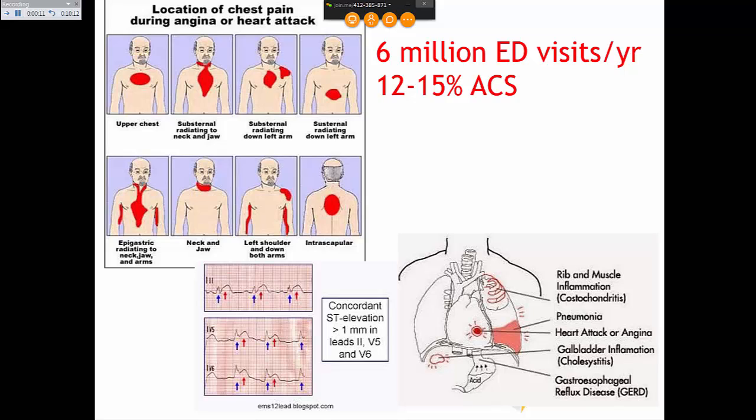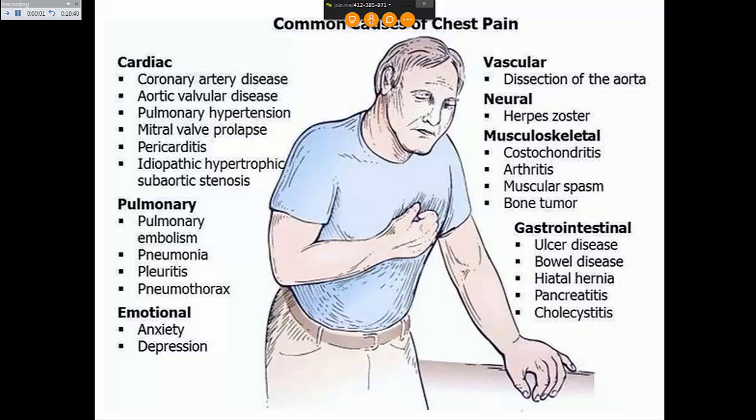And then, the image that you see pretty much covers the entire anterior and posterior thorax way down to the arms. We have about 6 million ER visits for chest pain, and approximately 12 to 15% are due to acute coronary syndrome, which means that about 85 to 88% are due to non-coronary issues. Now, what we look for is EKG findings, but when we look at the massive differential, these could be cardiac, pulmonary, vascular, neural, musculoskeletal, and then there's this emotional component of anxiety and depression mimicking chest pain.